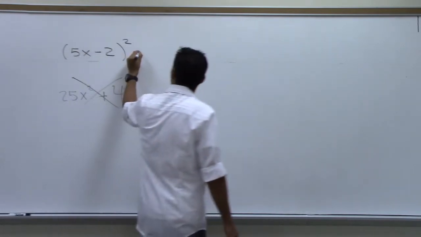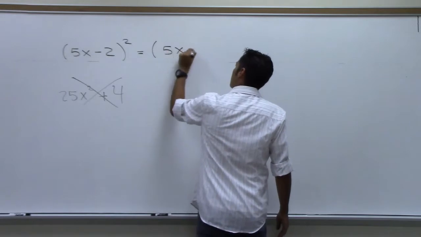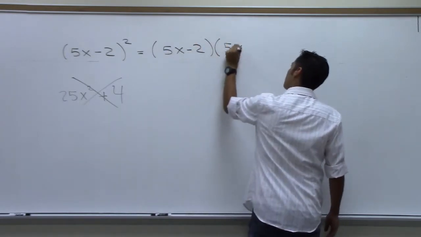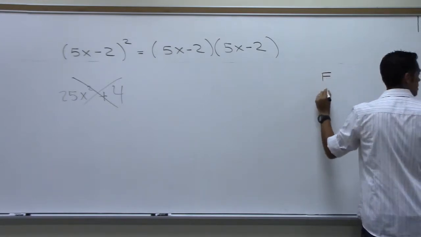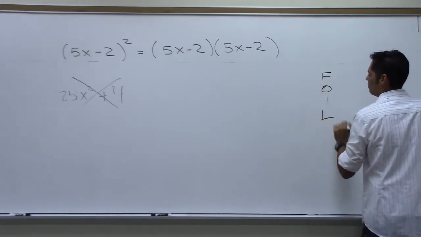What you have to do is write it out and then use this thing. I already heard it. What was it? FOIL. FOIL. Your second favorite four-letter F word.